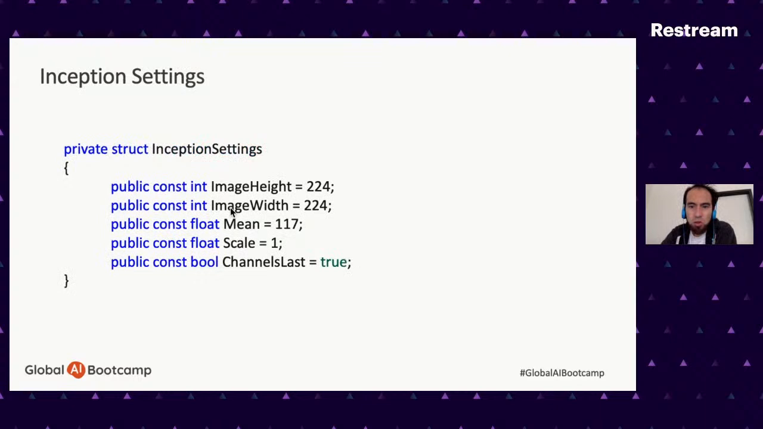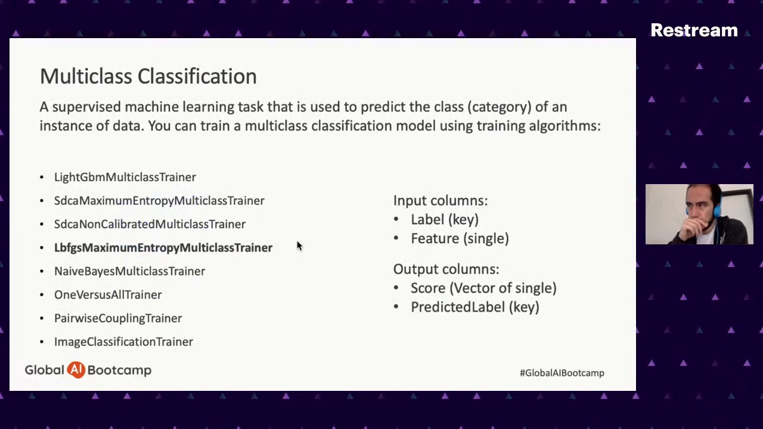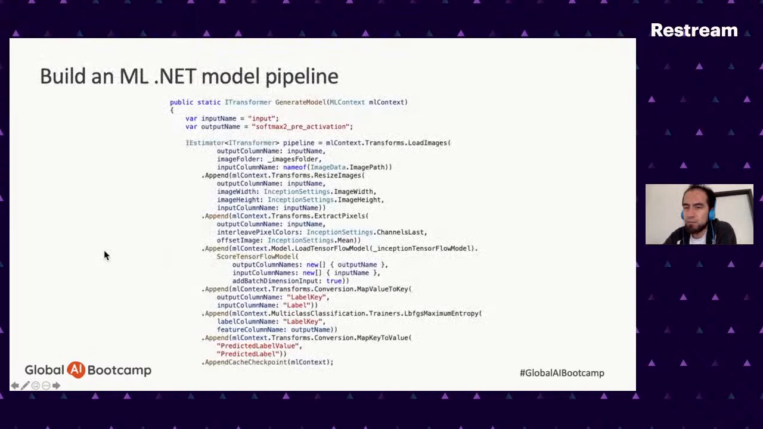We also need to know the pre-trained model settings. In this case, Inception requires square-sized images, 224 by 224. If we are using a different model, we need to know what the input format is, and maybe some other properties. Since we want to perform image classification with more than two categories, this is a multi-class classification task. So we have to select algorithms from this field and then a specific trainer. We have different possibilities. We are going to use LBFGS.